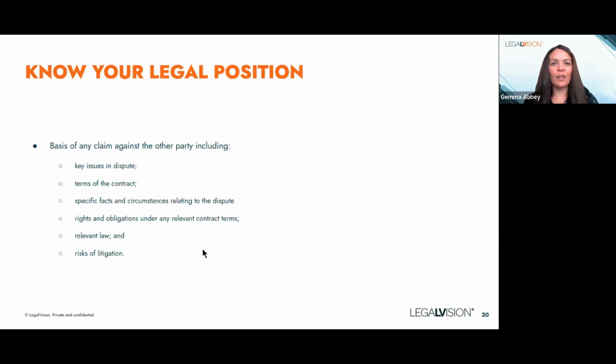So we should always know what your legal position is from the outset. So make sure you have an accurate understanding of your contract and the facts and circumstances. So it's crucial that you know the basis of any claim against the other party, including the key issues in dispute, the terms of the contract that you wish to rely on, the specific facts and circumstances relating to your dispute. You should have an understanding of your rights and obligations under any relevant contract terms, should be aware of what the relevant law says, and also always take into consideration the risks of litigation.